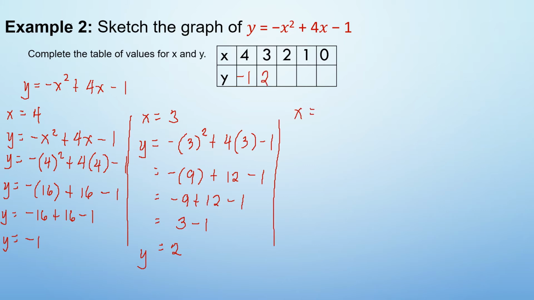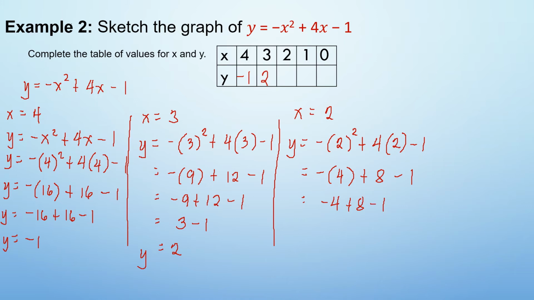Next, if x is equal to 2, we have y is equal to negative, the value of x, 2 squared plus 4 times 2 minus 1. Negative of 2 squared is 4. 4 times 2, 8 minus 1. So we have negative 4 plus 8 minus 1. Negative 4 plus 8 is 4. 4 minus 1, we have 3. So if x is 2, y is 3.